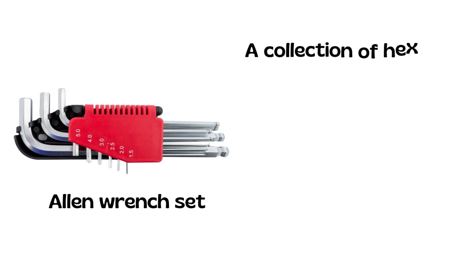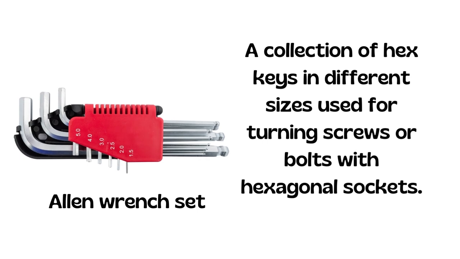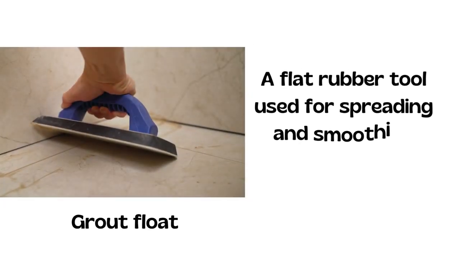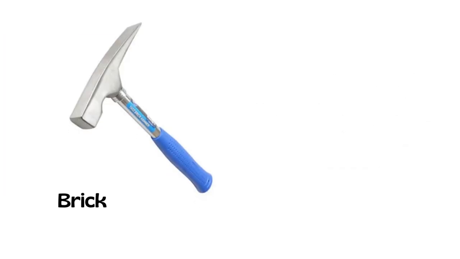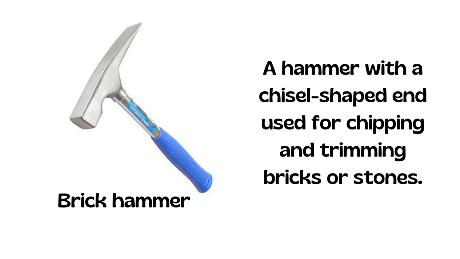Allen wrench set, a collection of hex keys in different sizes used for turning screws or bolts with hexagonal sockets. Grout float, a flat rubber tool used for spreading and smoothing grout when tiling. Brick hammer, a hammer with a chisel-shaped end used for chipping and trimming bricks or stones.